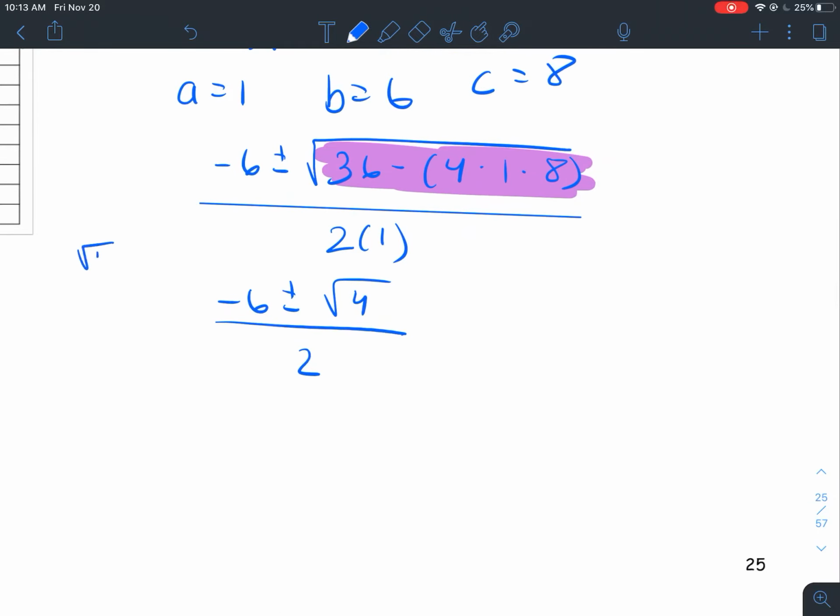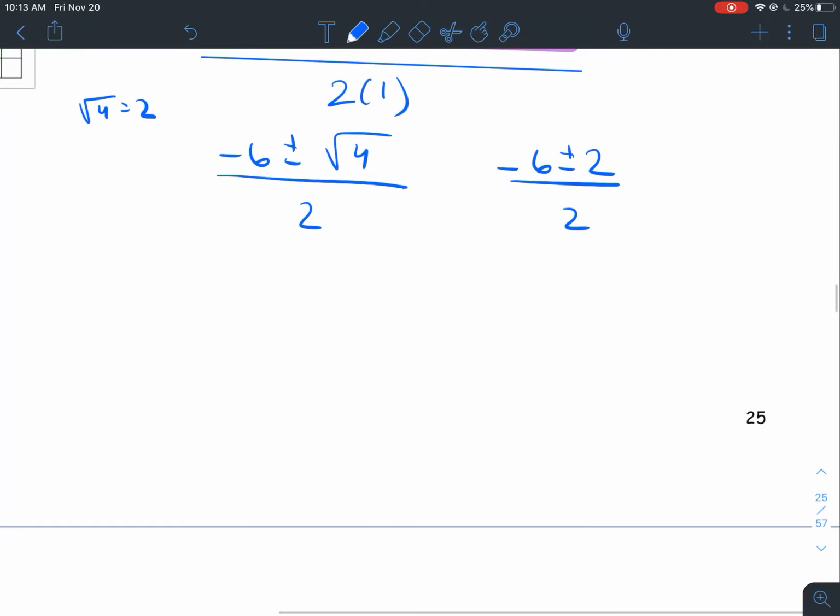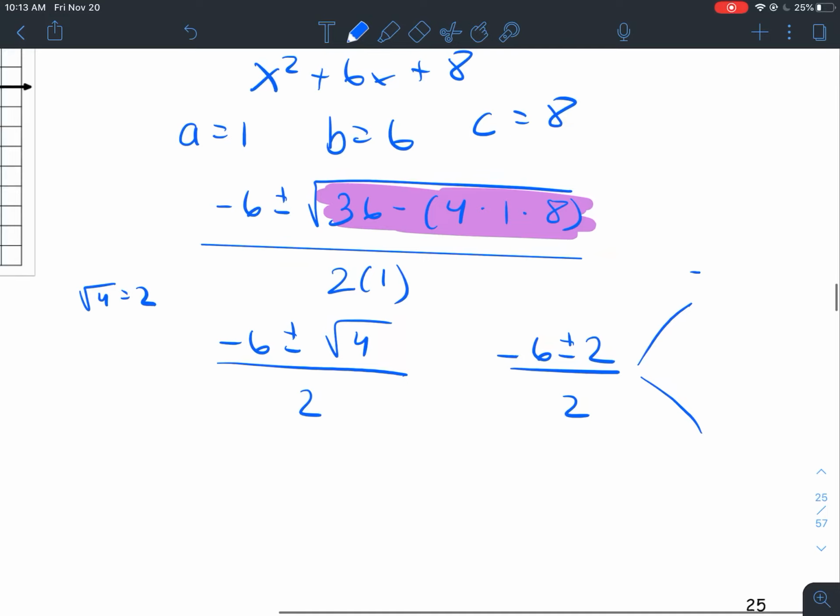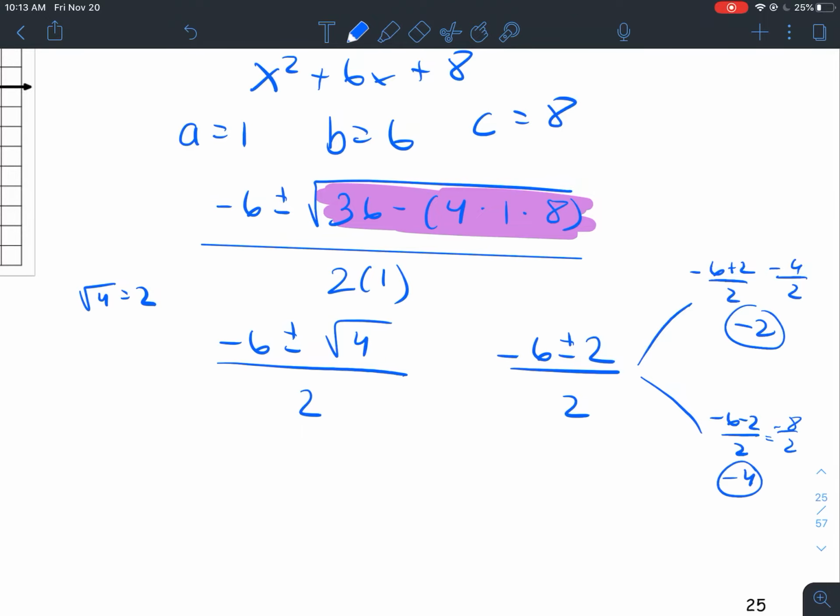And we all know that the square root of 4 is equal to 2, so we can replace the root 4 with a 2. And we get negative 6 plus or minus 2 all over 2. Well, actually, let me rewrite it this way so it's less confusing. We could split that up, and we get negative 6 plus 2 over 2, and negative 6 minus 2 all over 2, which is going to give us a negative 4 over 2, which would be negative 2. And then this would give us a negative 8 over 2, which is going to be negative 4.